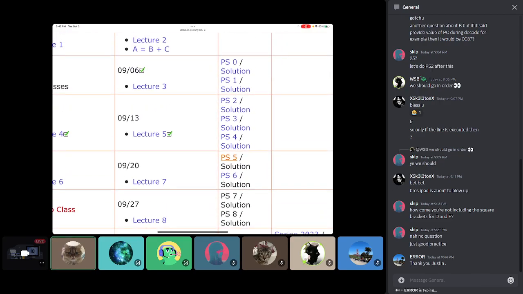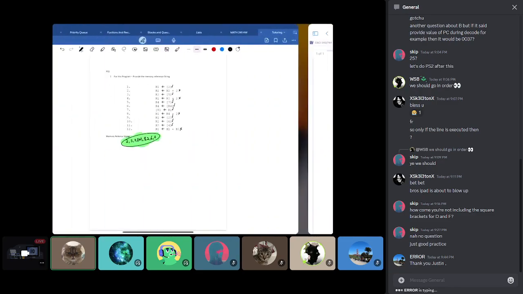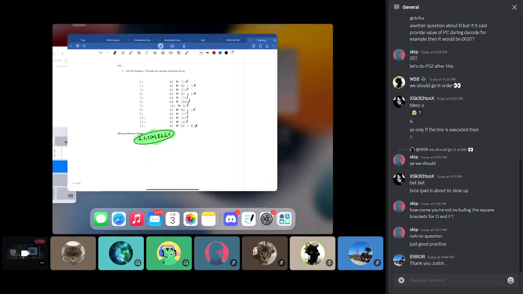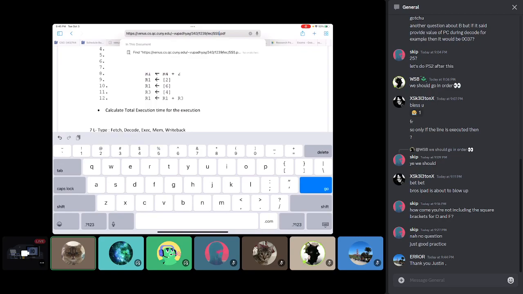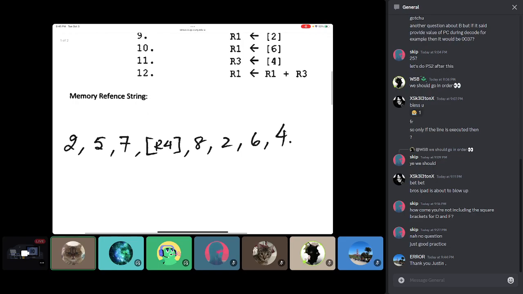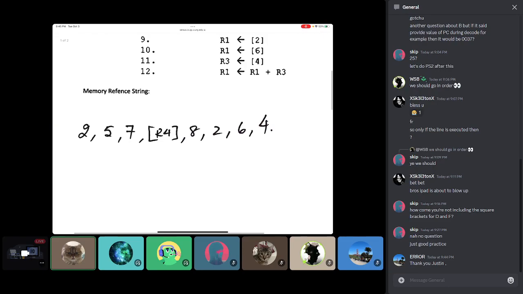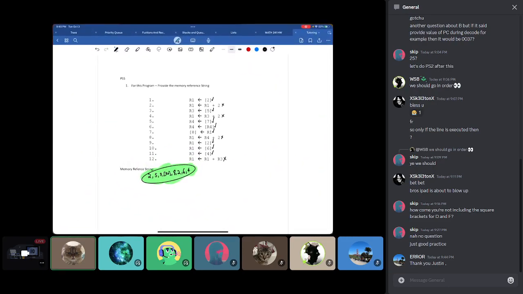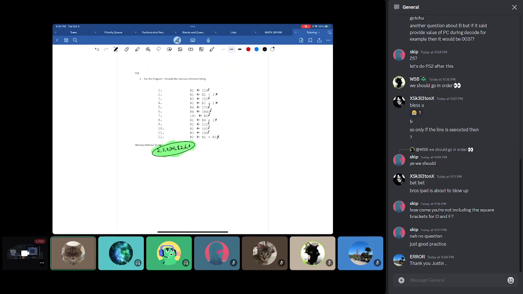So again, let's just do the hack. Let's choose list at 4. Go here. Boom. Change that to 5. And we see 2, 5, 7. We see that 2 repeats. 2, 5, 7, R4, 8, 2, 6, 4. Okay. So this is the correct answer.